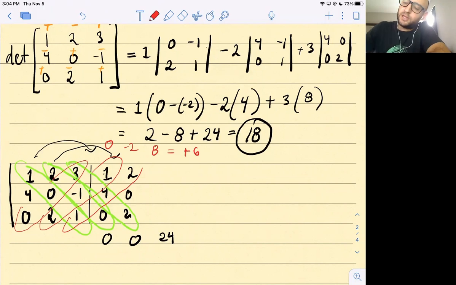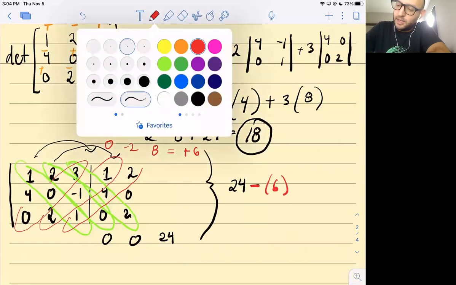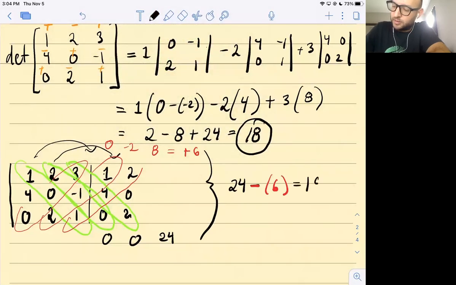And now putting the pieces together, taking the bottom number and subtracting the top number. So you get 24 minus the 6, and that gives you 18. Okay. So these are two different approaches to doing 3 by 3s.